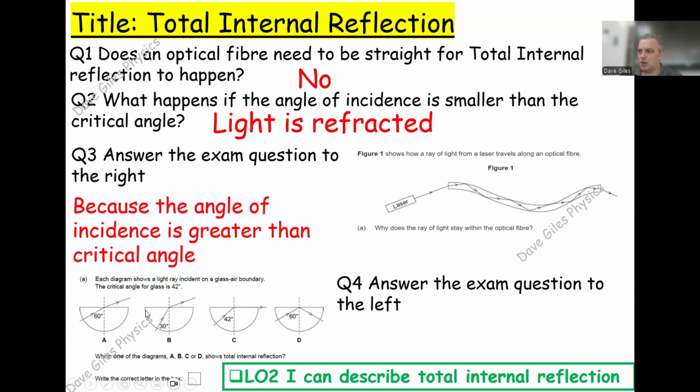And then this exam paper question: each diagram shows light incident on a glass boundary. The critical angle is 42 degrees. Which one of the diagrams shows total internal reflection? Well, it's the one where the angle is greater than 42 degrees, and you can see the reflection going off the side, so the answer is D.